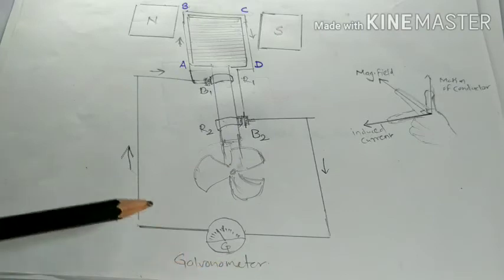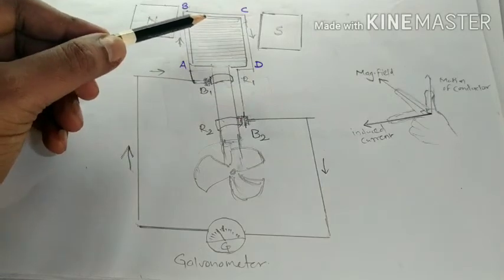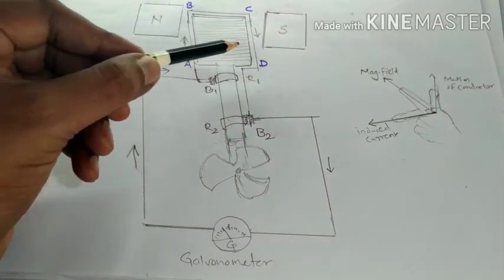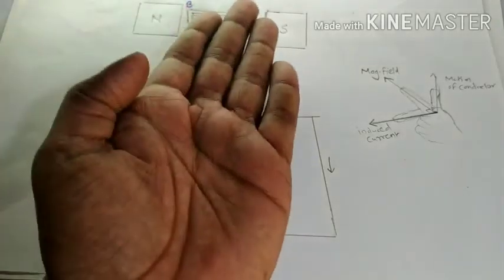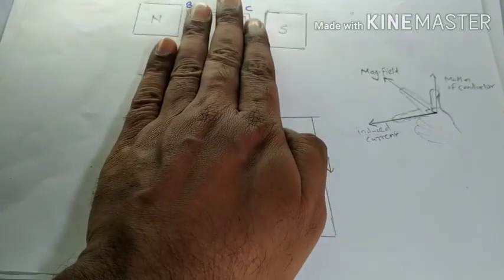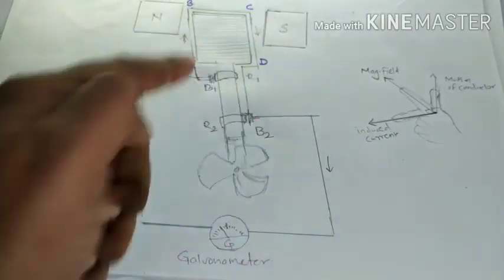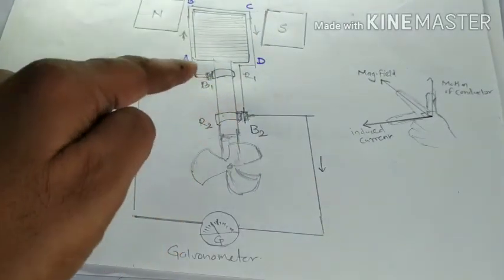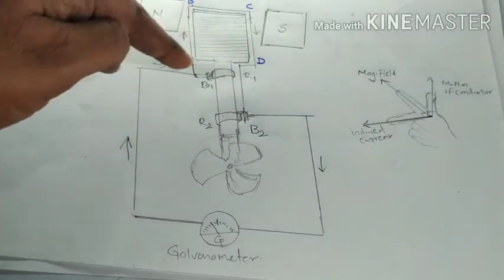Instead of a one-loop coil, a coil consisting of several turns is used. With several loops, the current flows with a magnitude several times larger. After half rotation, CD comes to where AB was and AB comes to where CD was. Due to that, the direction of the current changes.